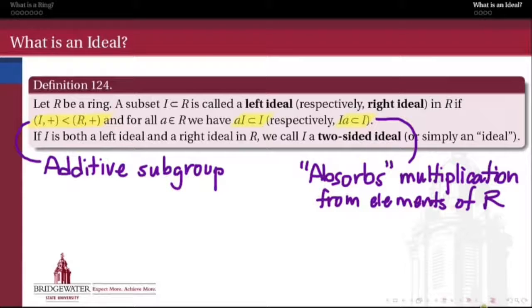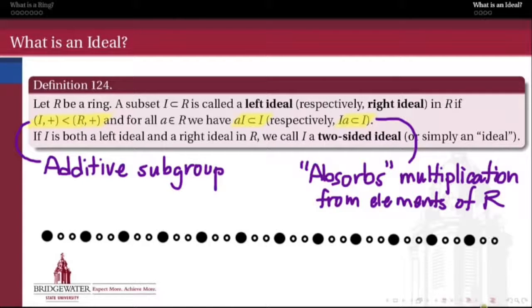The canonical example that motivates our study of ideals comes from the integers, as most examples from ring theory do. So here's the integers, and I've highlighted the multiples of 3. So again, this is the subset of integer multiples of 3 that we looked at a couple of videos ago.